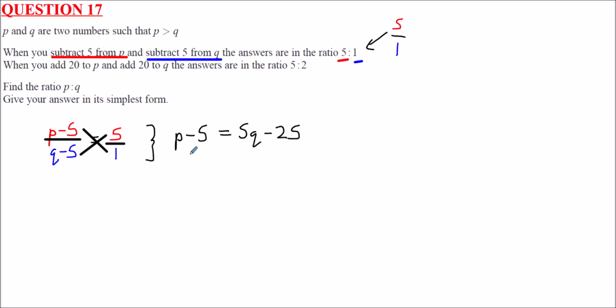Now, if we add 5 to both sides of this equation, we can find an expression for P in terms of Q. So we get that P equals 5Q, and then minus 25 plus 5 gives us minus 20.